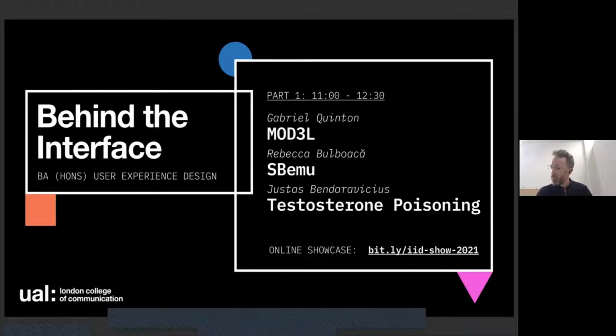The format of today is, as you can see on the right, mostly about the students presenting their final major projects, diving into some of the depth of their process, and as the talk title implies, going beyond the surface of their projects, but beyond and behind the interface. We're going to have Gabe, Rebecca, then Eustace.